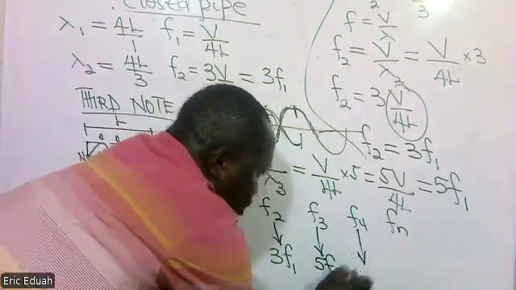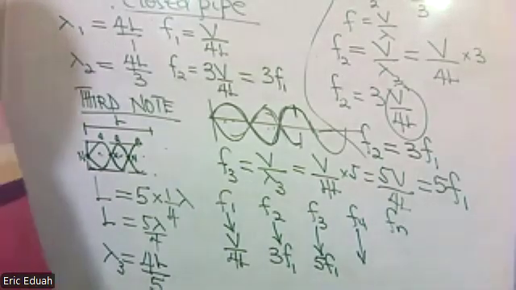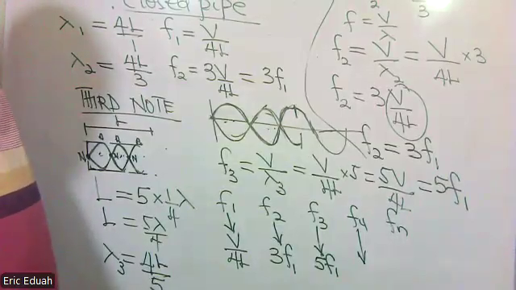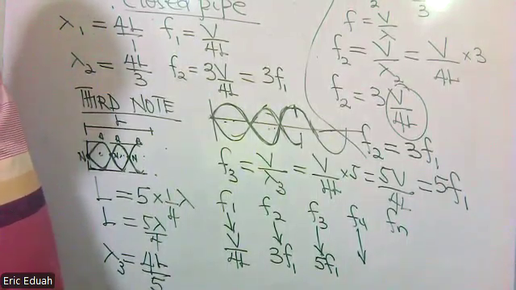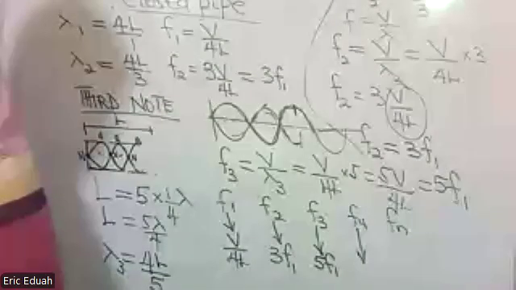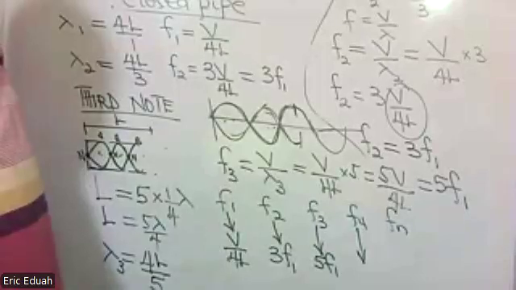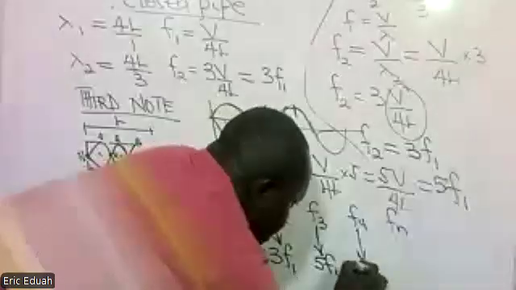What do you think will be F4? Immaculate, what do you think will be F4? She's sleeping. Okay. Josephine, what do you think will be F4? Yes, I think F4 will be 7 F1.